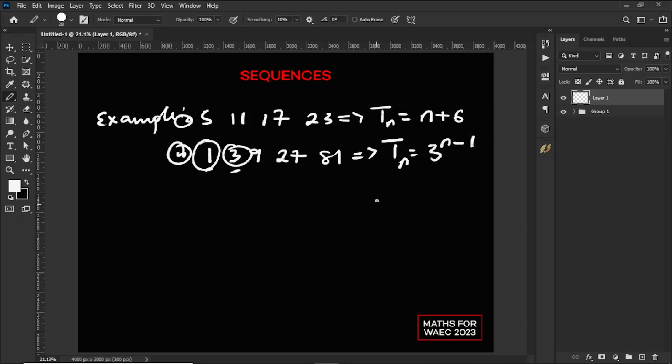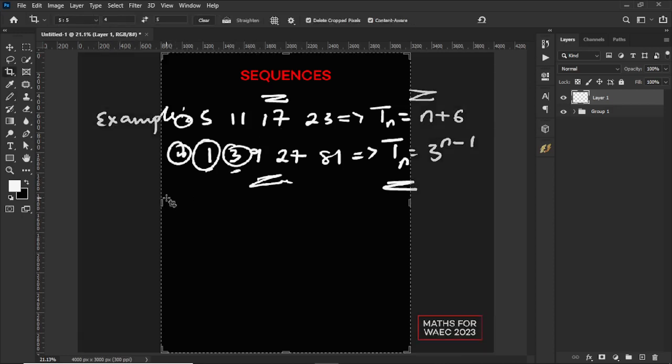Now, can I use this to generate the sequence of this first one? Is it possible for me to apply this second formula for this first one? No, sir. It won't work. Can I use this first one to generate this second one? No, sir. So if that should be the case, take down this example. Okay, let me make it clearer.